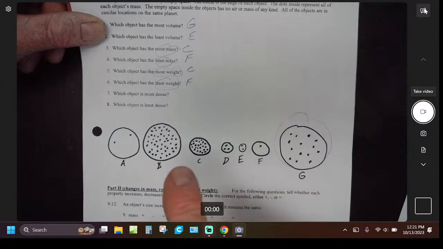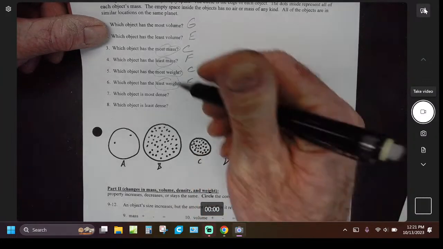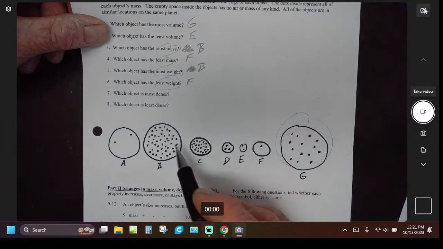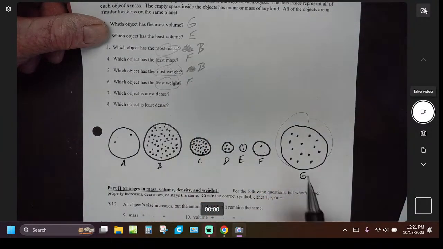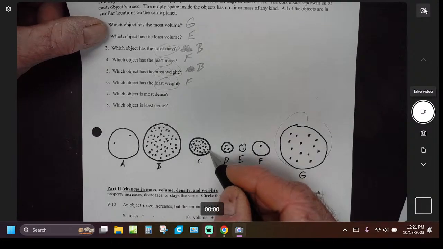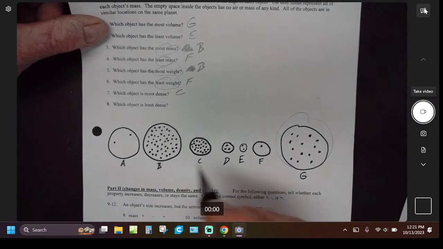The one with the most mass is the heaviest. Wait, that's not the right answer. C doesn't have the most. That should be B. So there's definitely more stuff in this one than there is in that one. I'm sorry. Now denseness, C is the most crowded, so it's the most dense. And the least dense is A.